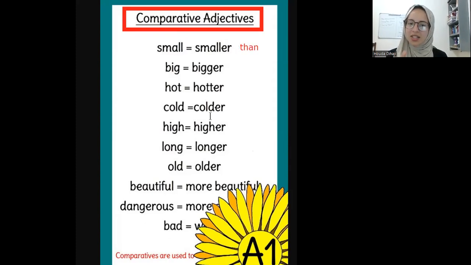Let's compare between two animals to make it clear for you. We have the mouse, which is a small animal, and we have the elephant, which is a very big animal. How to say that? The mouse is small, but the elephant is not small, it is big. We say the mouse is smaller than the elephant. I will write it here for you.